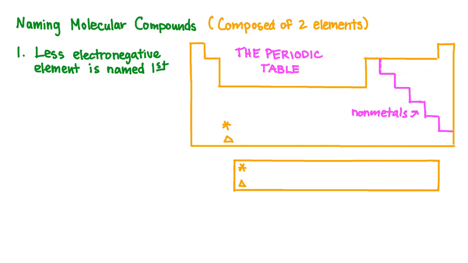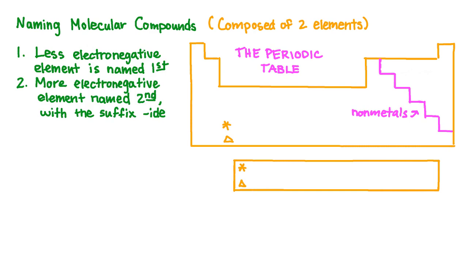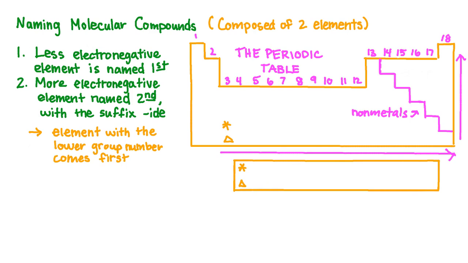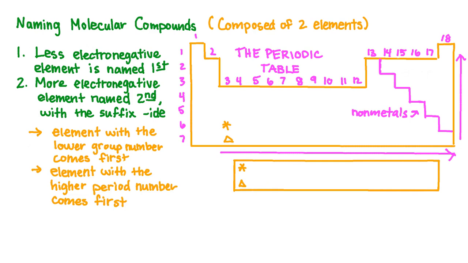The less electronegative element in our molecule will be named first. This will be followed by the more electronegative element, which will have the end of its name replaced with the suffix IDE. Due to trends in electronegativity across the periodic table, this will generally mean that the element with the lower group number will be named first, and if the elements are in the same group, the element with the higher period number comes first.